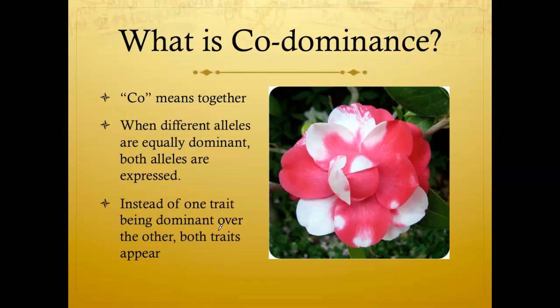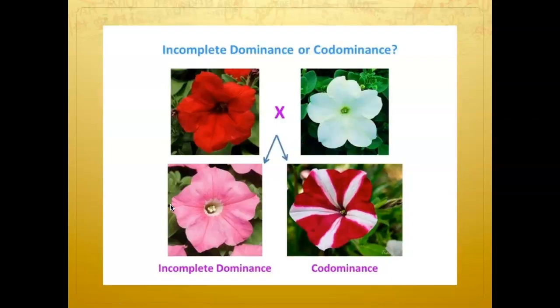There's another form of dominance called codominance, and this is when the two alleles are equally dominant. So co means together. As you could see here with this flower, both the pink and the white were expressed. So instead of one trait being dominant over the other, both traits appear. This picture over here is really good for seeing the difference between incomplete dominance and codominance. If you have a case of incomplete dominance, you would get an incomplete expression or intermediate expression of these two, which is pink. If you have codominance, you would get something like this one, where they're both going to be equally dominant and both pretty much are going to be expressed equally.